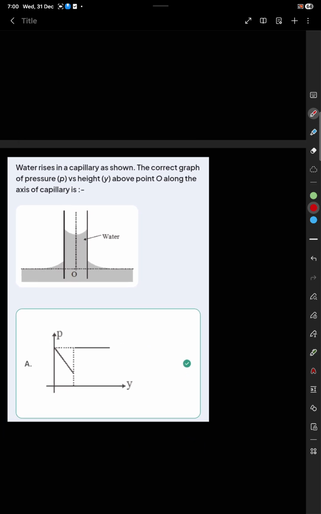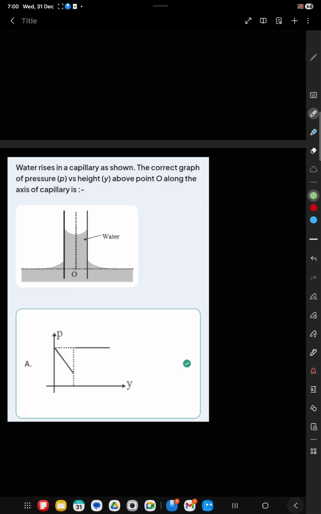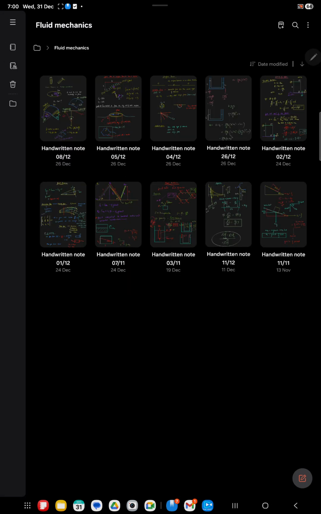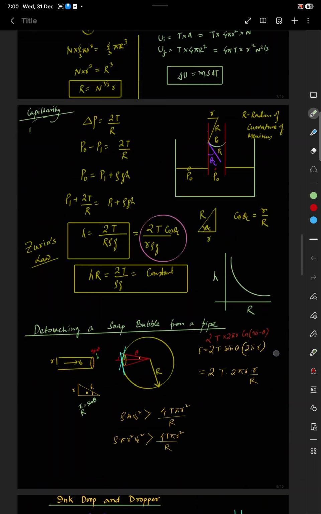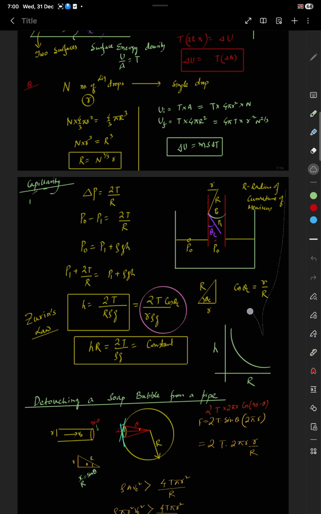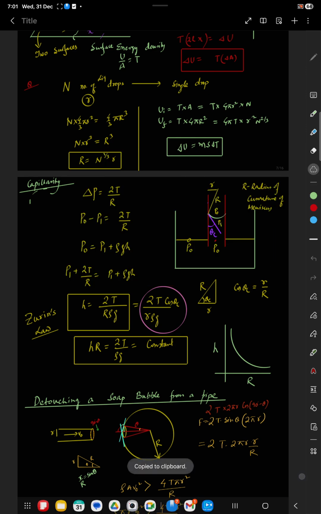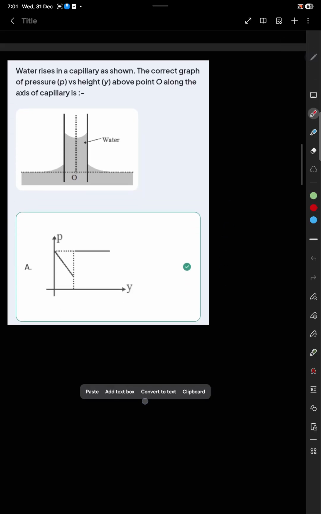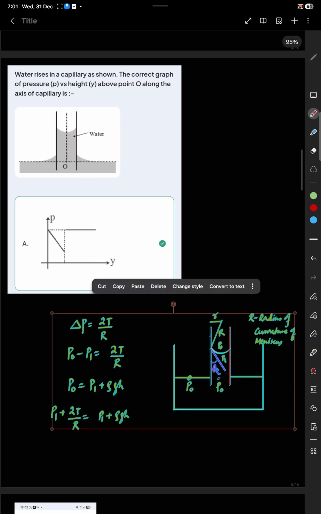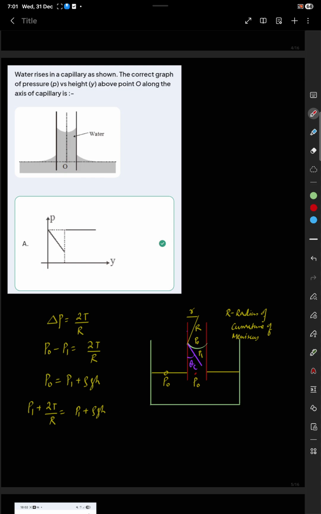So water rises in a capillary tube as shown. The correct graph of pressure versus height y above the base. Whoever has seen my fluid lecture must know this. I just need to open my fluid mechanics lecture of capillarity. Just a minute, I am showing you. This one is my capillary. I'll just copy this portion only.